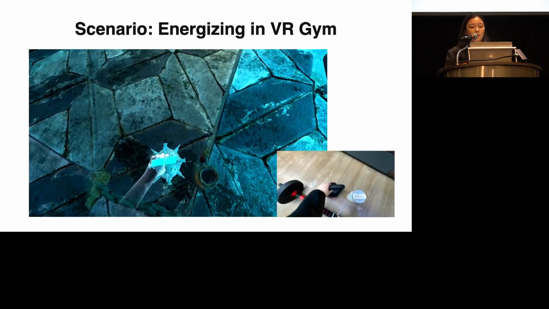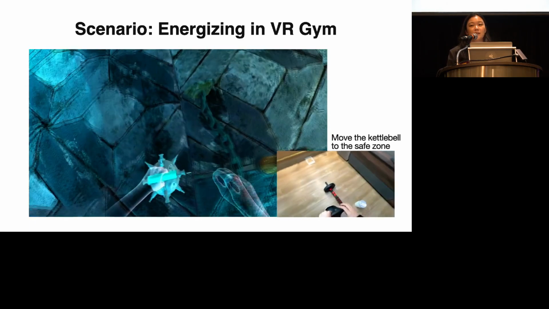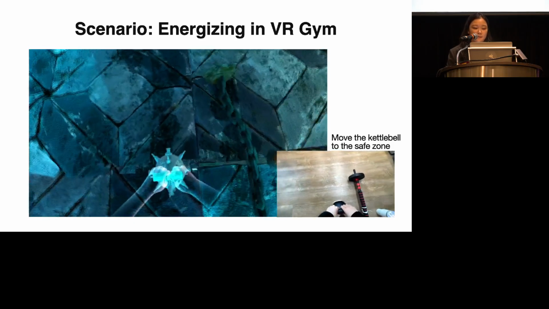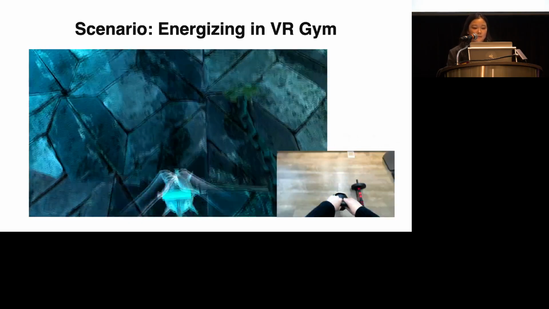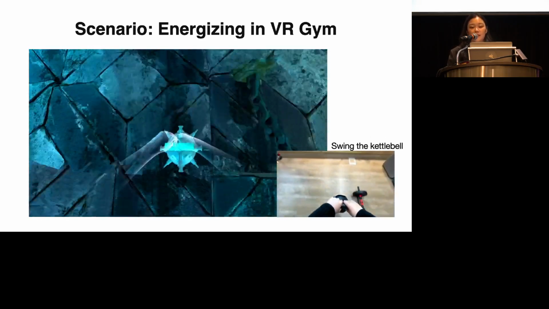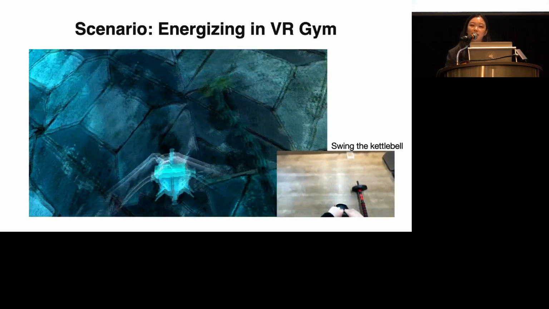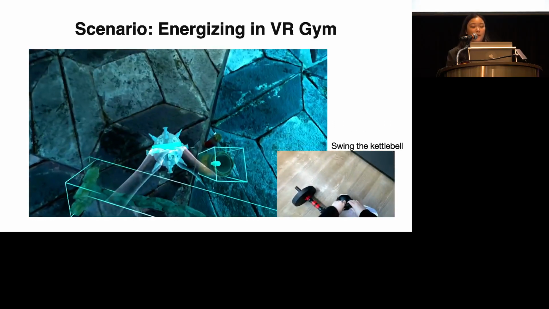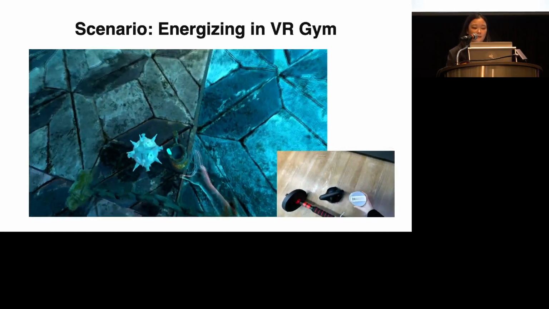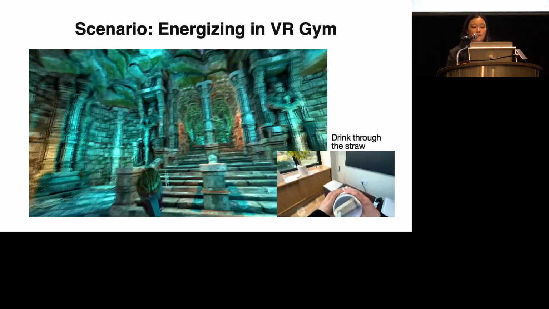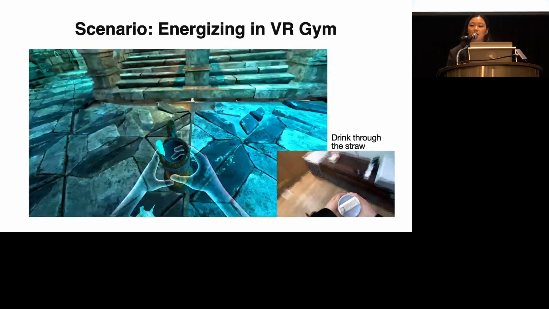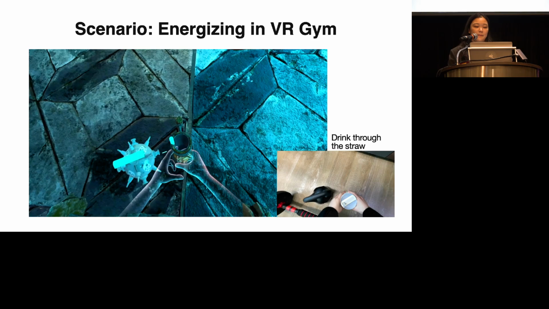Users also can grab the kettlebell and detect the safe zone for swinging. After an intense workout, the user can rehydrate by drinking from the bottle over there, all without compromising presence and enjoying the user's favorite virtual space.